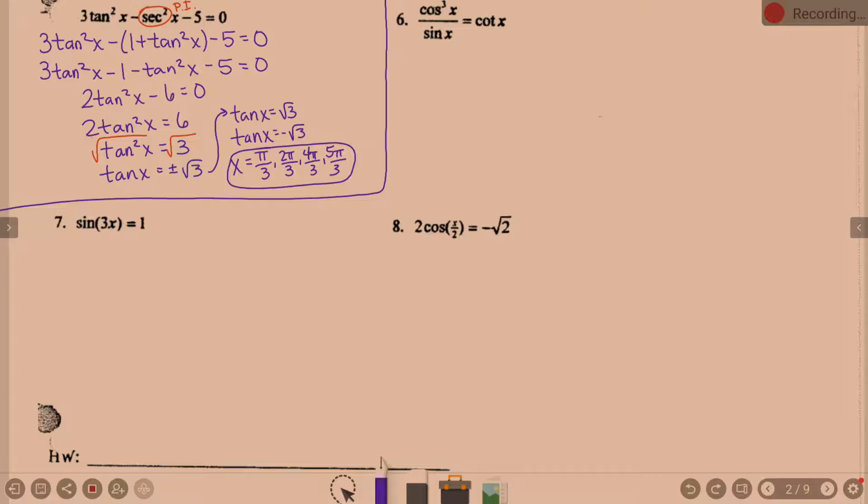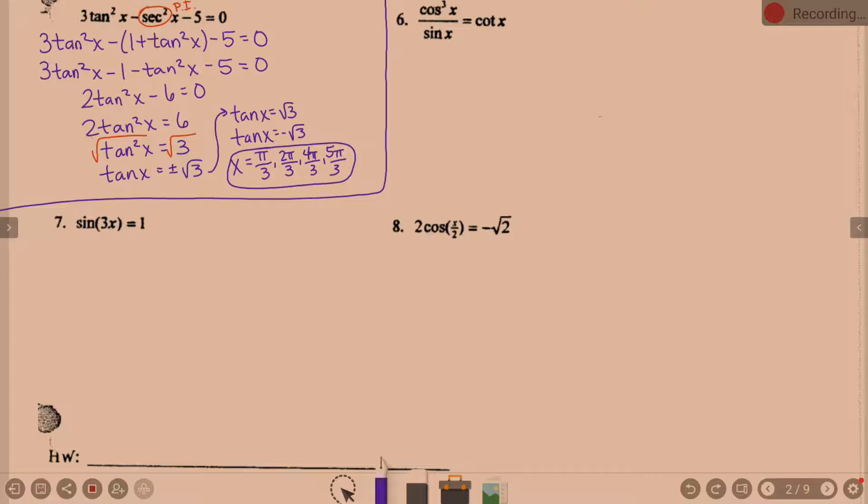Now, as we look at number 6, think about how you want to solve this equation. And I'm not going to say there's one right way to do this. I think I know what I would think, just in terms of solving an equation.